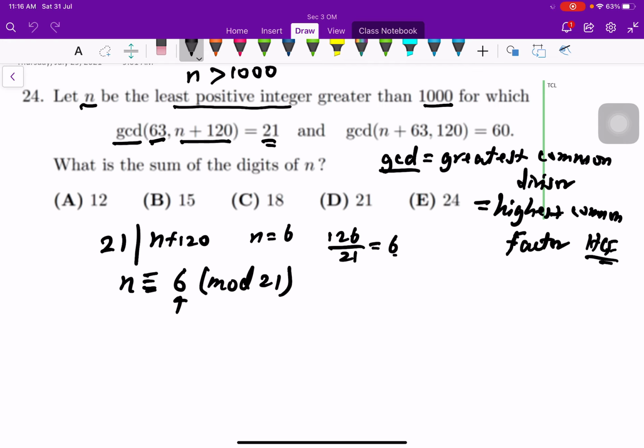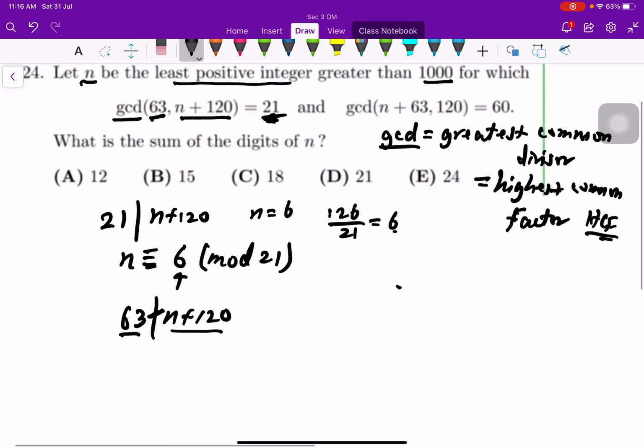And at the same time, please take note that your 63 is not a divisor of n plus 120, right? Because if your 63 is a divisor of this, then the highest common factor will be 63, right? Therefore, in this case, this is not a divisor.